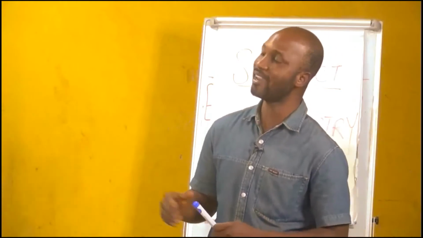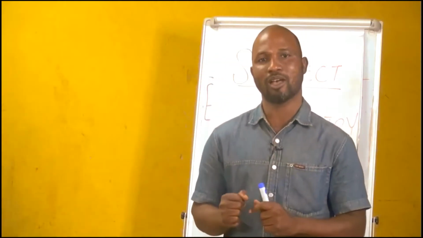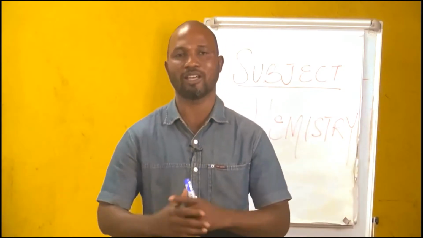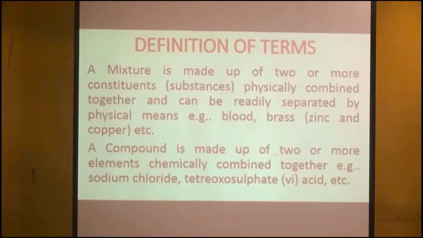Another thing we'll be defining is compounds. A compound is made up of two or more elements that are chemically combined together. Example of a compound is sodium chloride. The elements sodium and chlorine come together to form a compound, and so many other examples. You can see other examples like tetraoxosulfate(VI) acid, etc.